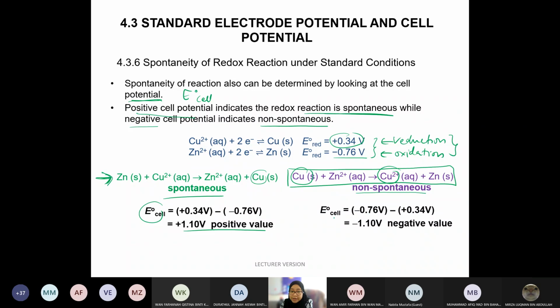If you want to prove it, calculate the E naught cell, and you will get a negative value, because it is totally reversed. Copper is now the anode, zinc is now the cathode. When you insert into this equation, of course it will produce the same value, but the sign is now negative. So this indicates that the reaction is non-spontaneous.